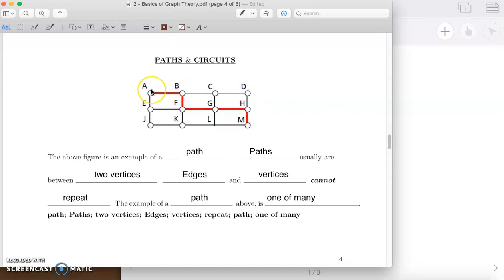Let's say, for example, we still wanted to look between the vertices A and M. We could go A to E to J to K to L to M. That's still a path. It's a different path. So just because there is a path, it doesn't mean it's unique or it's the only one.